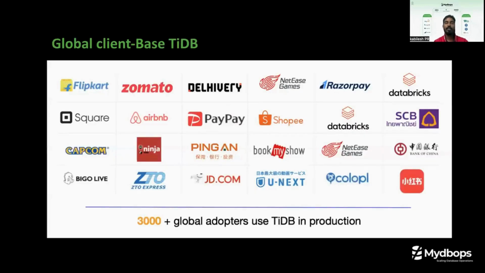Now, let's look at the global client base of TiDB, the early adopters of TiDB. Globally, there are more than 3,000 customers using TiDB. You can see in India, Flipkart is the most pronounced user. Flipkart is an e-commerce website, and Zomato is again e-commerce as well as delivery and logistics. You can also see a mix of customers. PayPay is in payment gateways, Ninjavan is in logistics, and this covers almost all the use cases in the industry. Having said that, TiDB can scale for your use case as well.